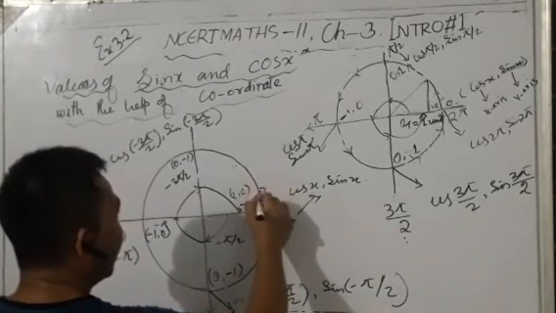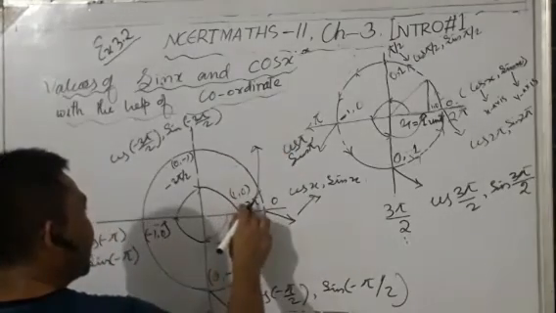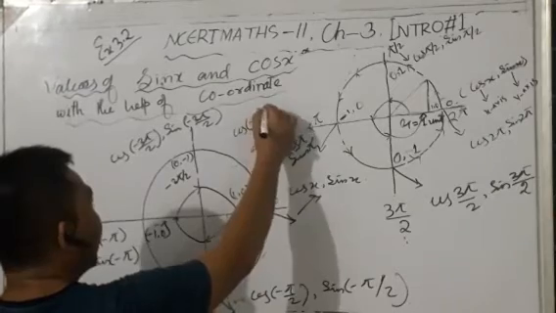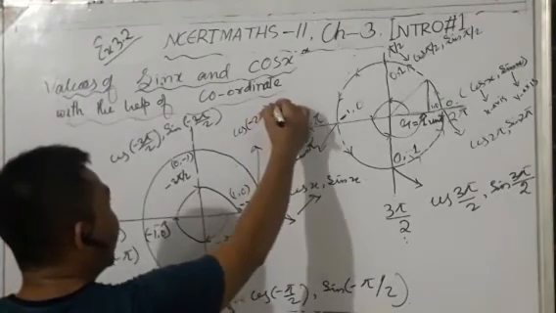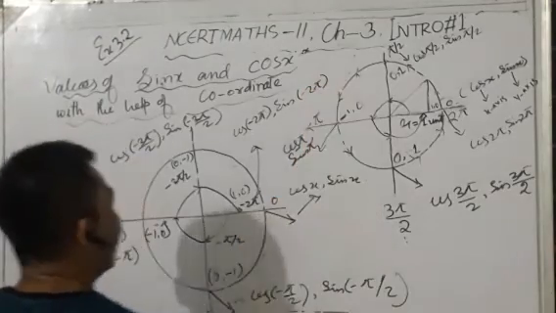I'm writing here, for this I will write it here. So cos of minus 2 pi and then sin of minus 2 pi.